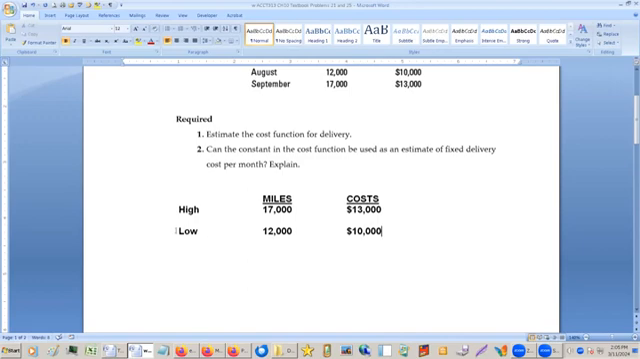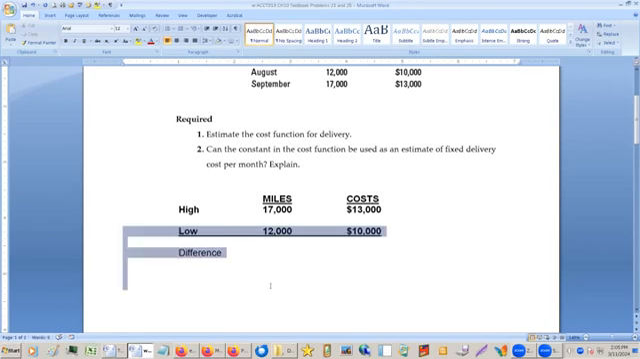Okay, so let's find the difference. 17,000 minus 12,000 is 5,000, and the cost difference is 3,000. So the difference of 5,000 miles cost us an extra 3,000.